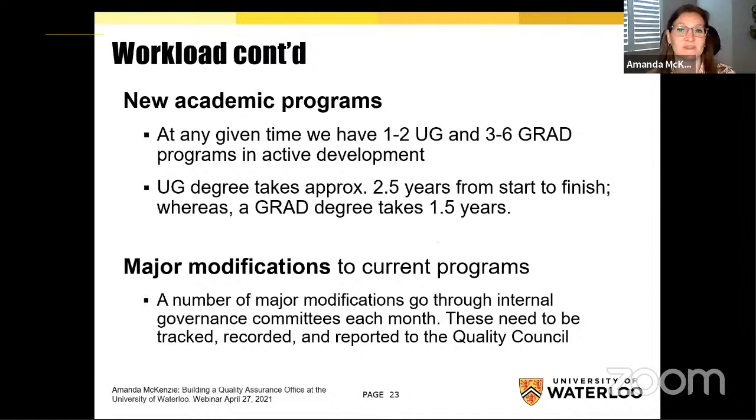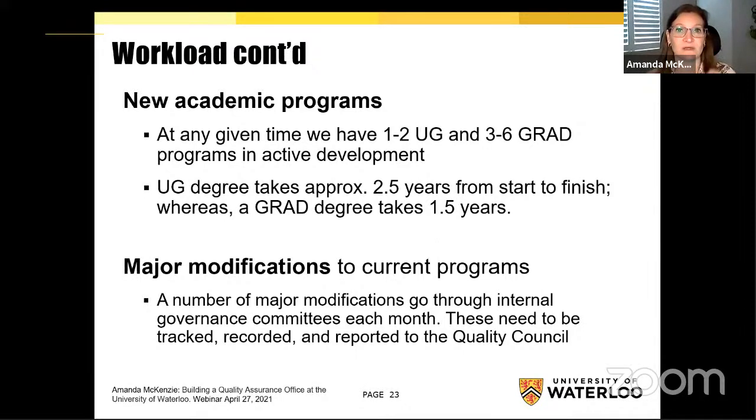So it's a bit of the Wild West with new programs. Of course, everyone's very excited to develop something new. They want it as soon as they can. It's difficult for them to understand the processes that are in place and the length of time that it takes. So an undergraduate degree takes about 2.5 years to get through our system.